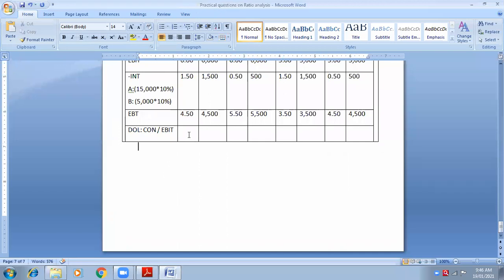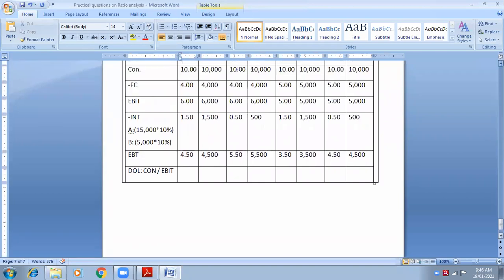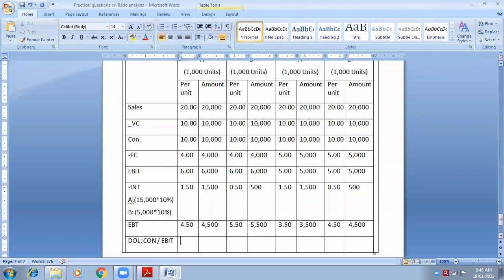Contribution upon EBIT. For plan A, in situation 1, what is the contribution? 10,000. Very good. Look at my screen. It would be 10,000 in the amount column. Nothing has to be done in the per unit column; everything you have to do in the amount column. 10,000 divided by EBIT. What is EBIT? 6,000.